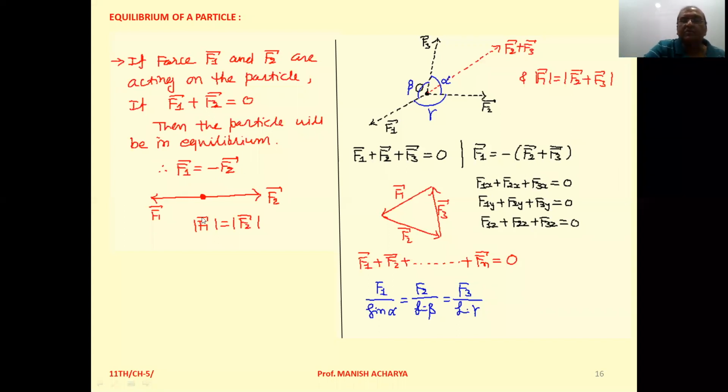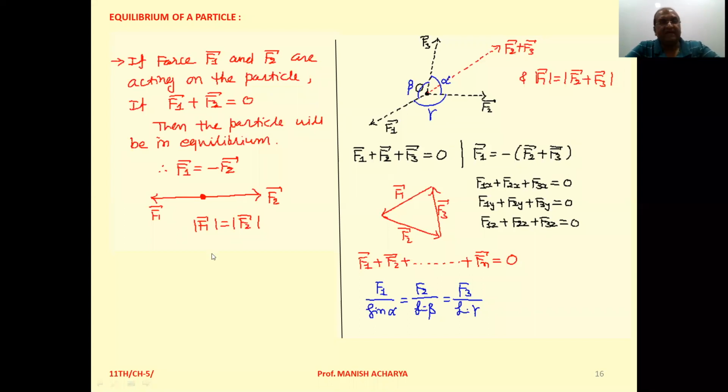So whenever two forces are acting on any particle, if these two forces are equal in magnitude but opposite in direction, then definitely the net force will be zero and that particle will be in equilibrium. Clear?